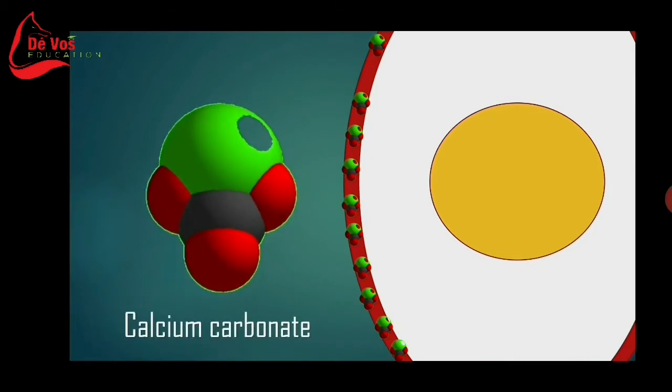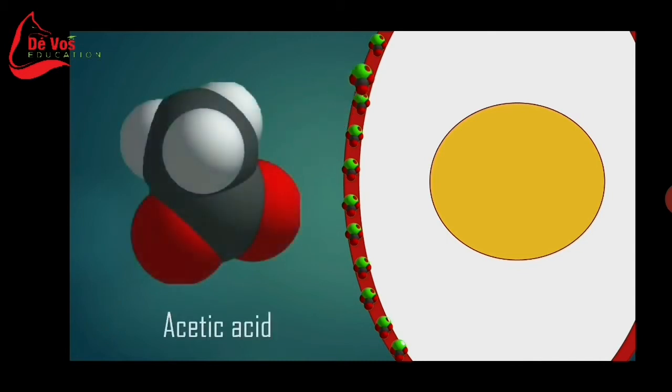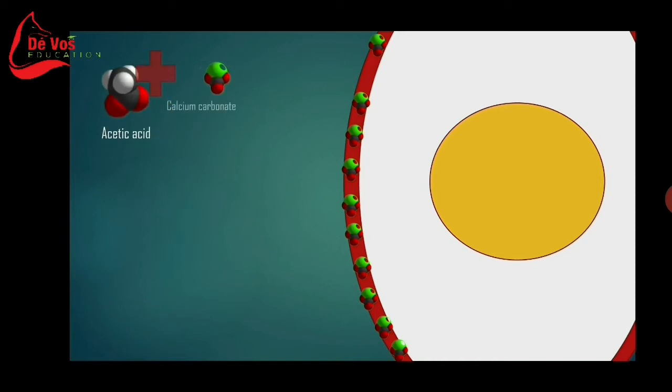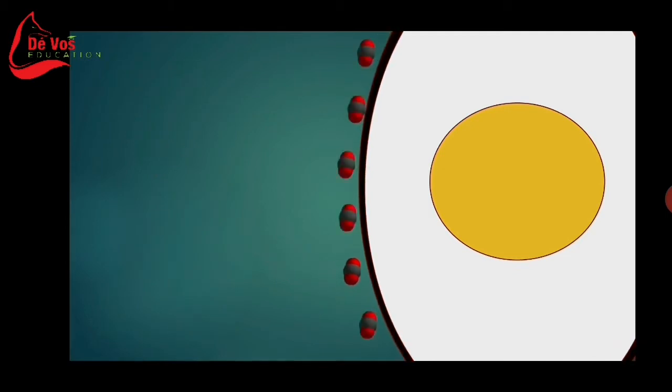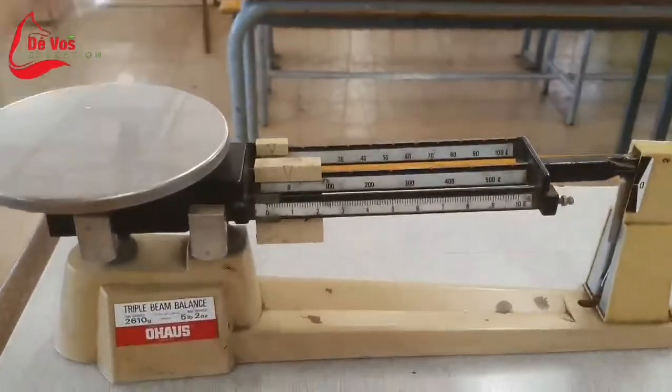The shell of an egg is composed of calcium carbonate molecules, which can very easily be dissolved in acetic acid. The product is water, a calcium acetate salt, and the carbon dioxide molecules. Carbon dioxide molecules are the bubbles that we observe once we place the eggs in the vinegar, and these bubbles will eventually evaporate into the air.